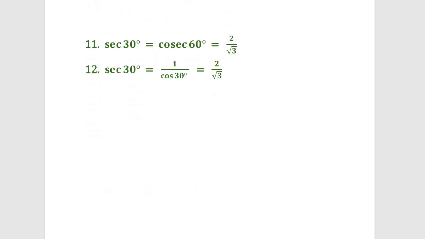Formula number 11, sec 30 degree equals cosec 60 degree equals 2 by square root of 3, since 30 degree and 60 degree are complementary. And cos 30 degree is reciprocal to sec 30 degree. So sec 30 degree equals 1 by cos 30 degree equals 2 by square root of 3. This is formula number 12.